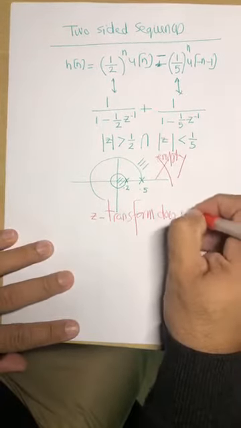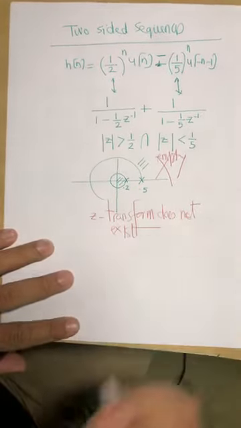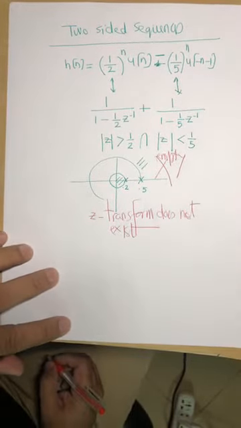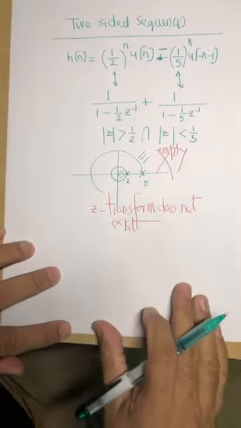Does not exist. Okay, because in the intersection, you are not finding any intersection.